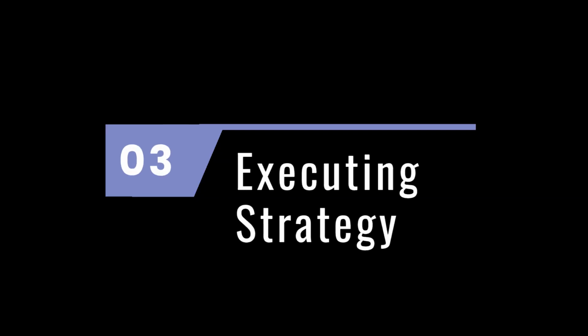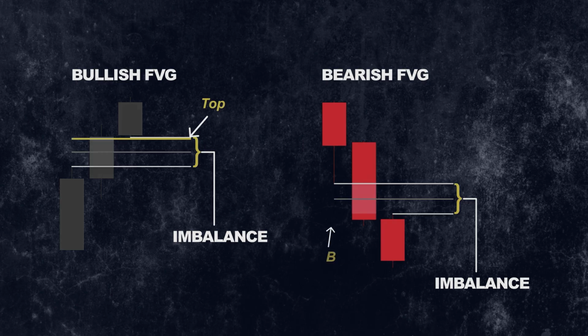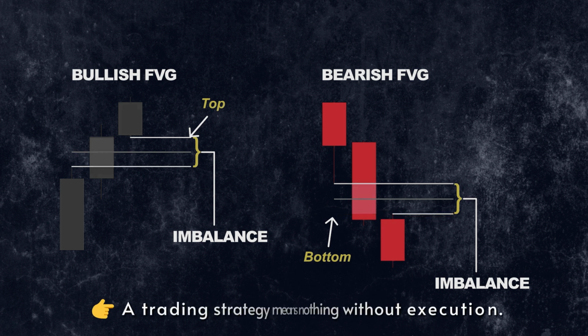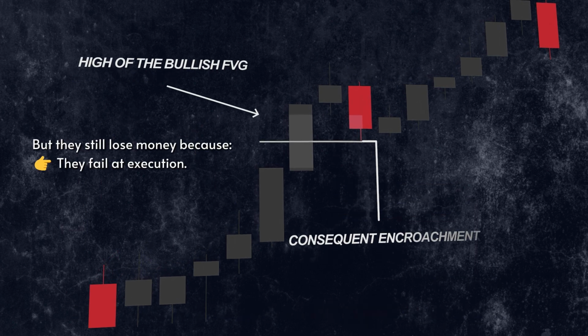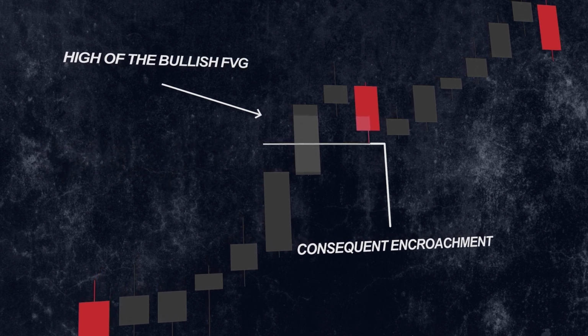Okay, Section 4, executing the trade strategy. We can spot them, we know their bias. Now let's talk about exactly how to capitalize on this and execute a trade.